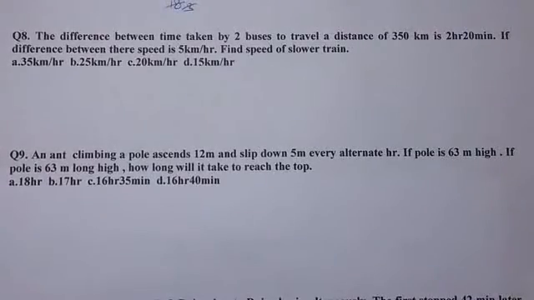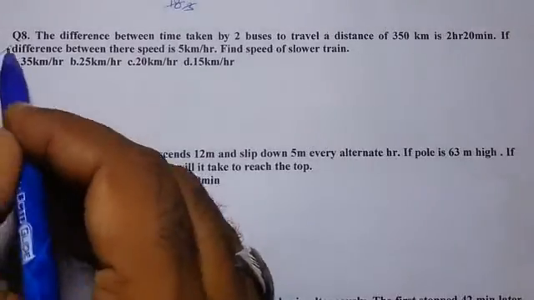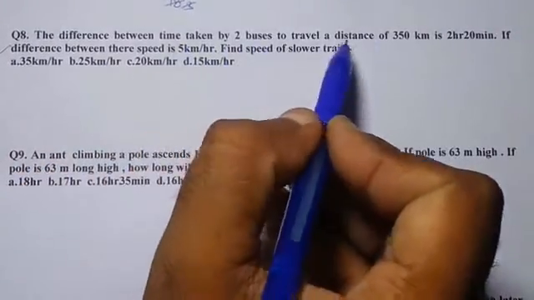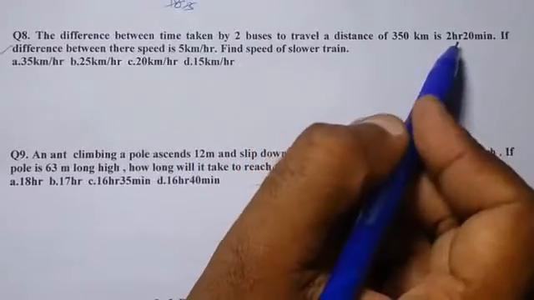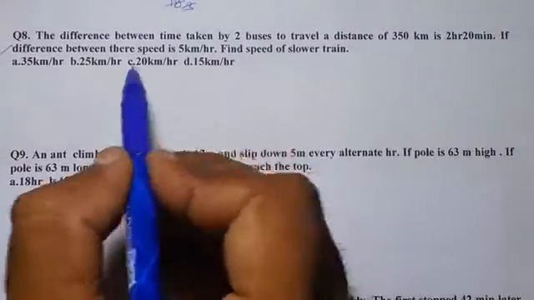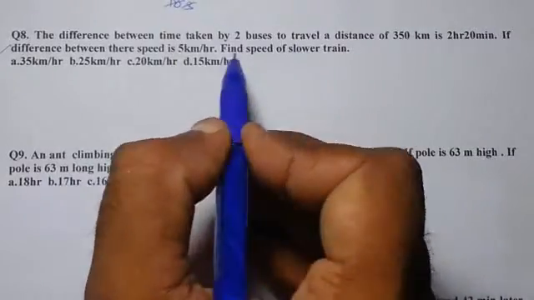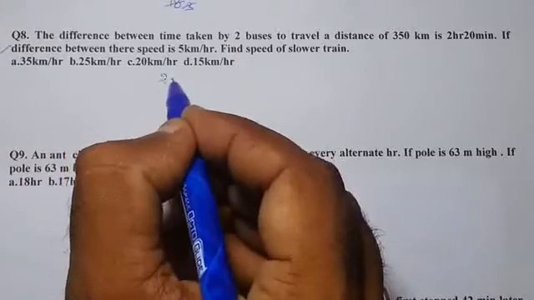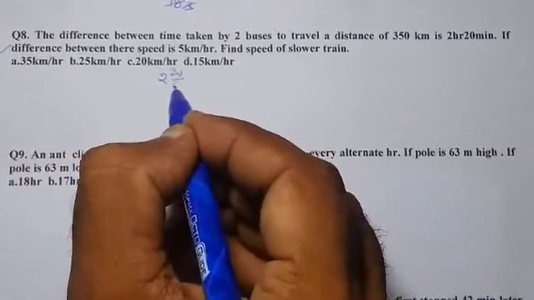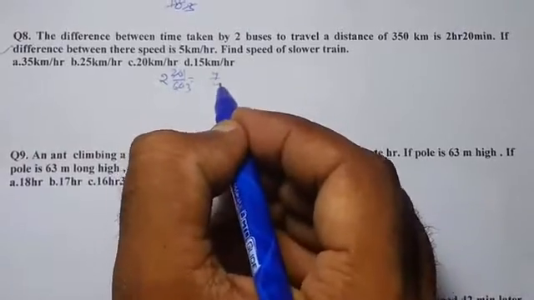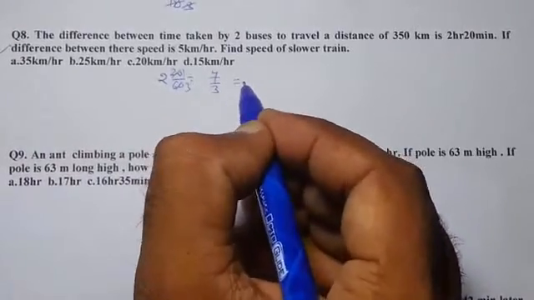Now let us try to understand question number 8, right? The difference between the time taken by 2 buses to travel a distance of 350 kilometers is 2 hours 20 minutes. If the difference between their speeds is 5 kilometers per hour, find the speed of the slower bus. It shows that the difference is 2 hours 20 minutes. So we can convert this 2 hours 20 minutes into hours. So it will be 2 whole 1 upon 3, that is equal to 7 upon 3 hours. This is the difference in time.